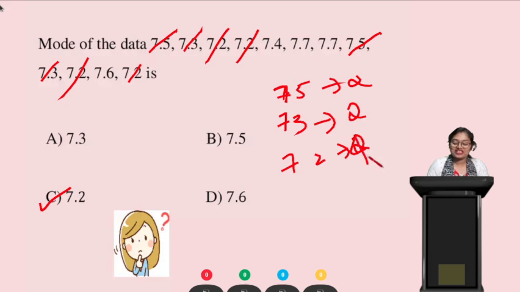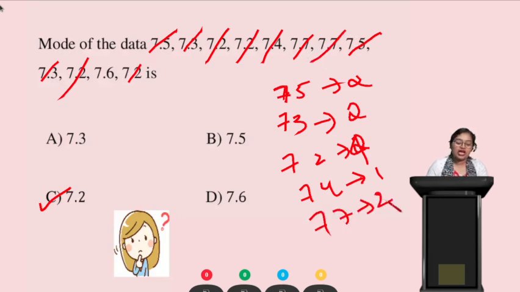Sorry, it is 4 times. Then what about 7.4? 1 time. And what about 7.7? 1, 2. So 7.7 is 2. And what about 7.6? It is 1 time. So here you can see the frequency of 7.2 is 4. So this is the highest frequency. Because of this reason, option C is the correct answer.